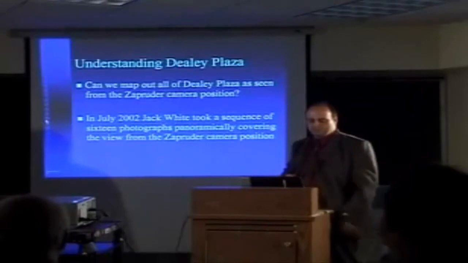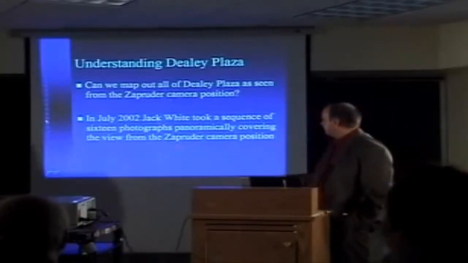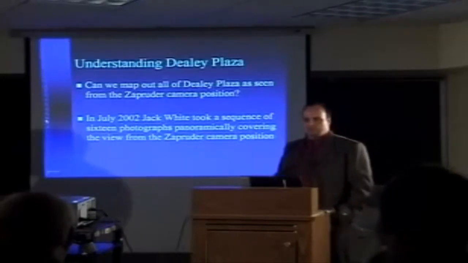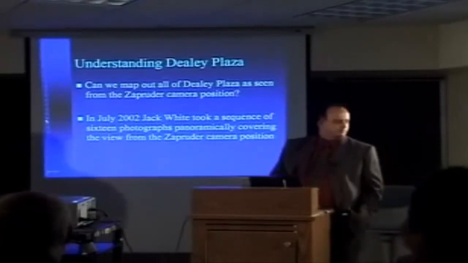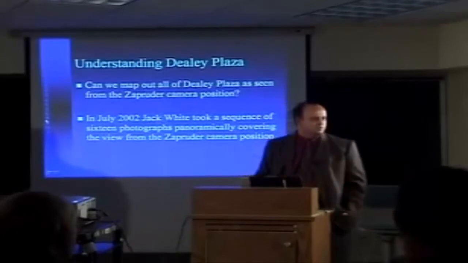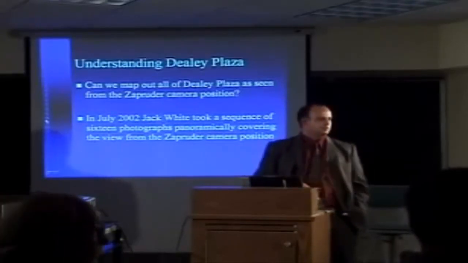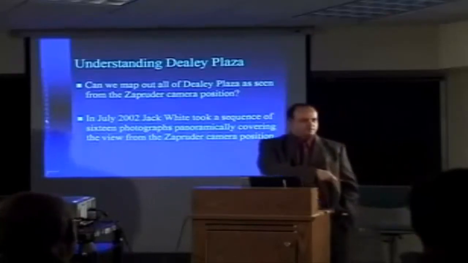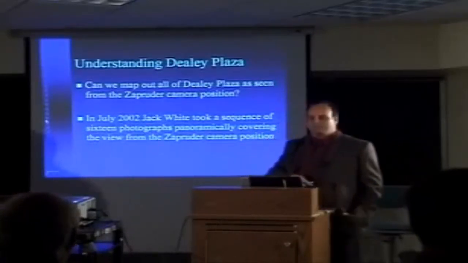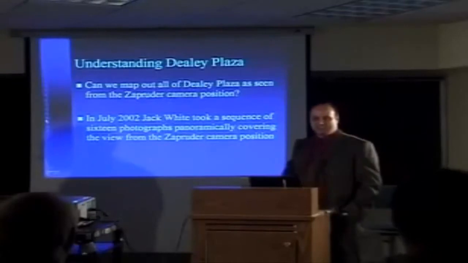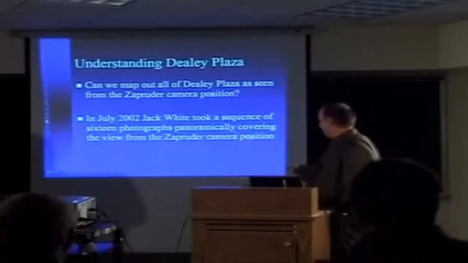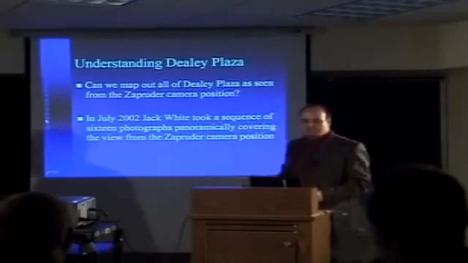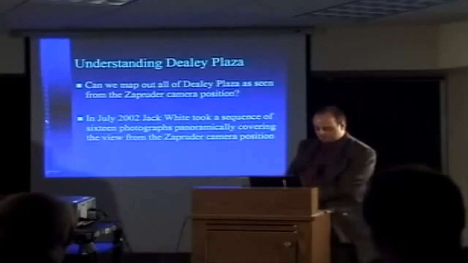So July last year, Jack very kindly went down to the Zapruder pedestal and somehow managed to get up there with a tripod and took 16 photographs. You helped him get up? Or you took the photographs? He took the photographs. I don't know how he got up. You lifted him. I don't know how he got up there, but 16 photographs basically on a tripod, 10 degrees each time from the Zapruder camera position.